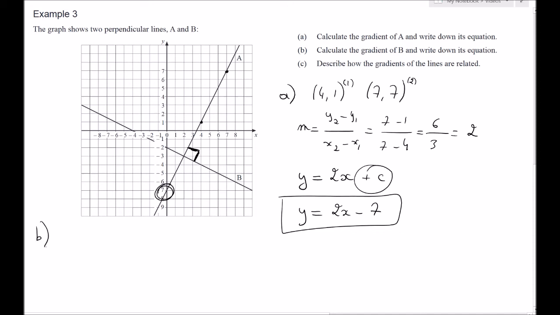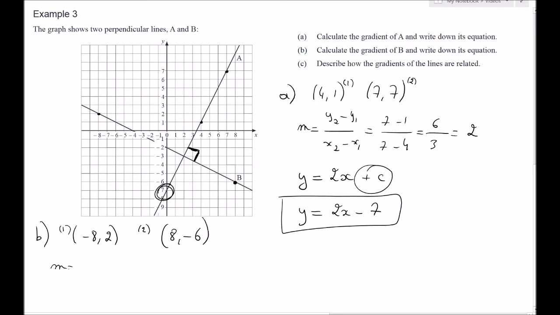Let's have a look at the second one. Calculate the gradient of b. And again, I'm going to pick two coordinates. I'm going to pick a very wide range. This line here, b, is obviously not a line that will go up. It goes down. So you will have a negative gradient. Your gradient has to be negative. I have my first coordinate here, that is minus 8, 2. And I have my second coordinate here, which is 8, minus 6.